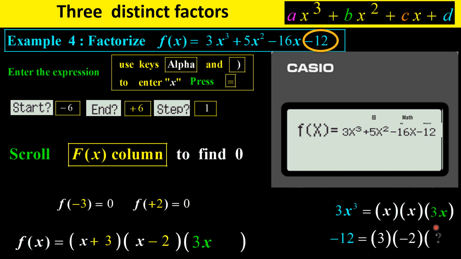Let's look at the constant, negative 12. I already have 3 and a negative 2. So 3 times negative 2 is negative 6. Negative 6 times what? Negative 6 times positive 2. So that factor there would be 3x plus 2.